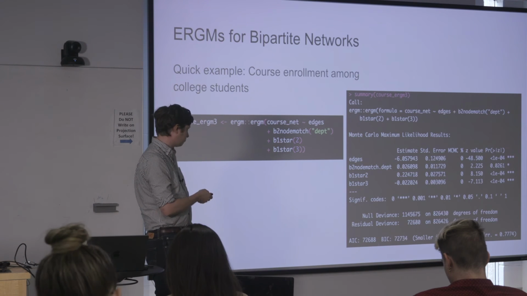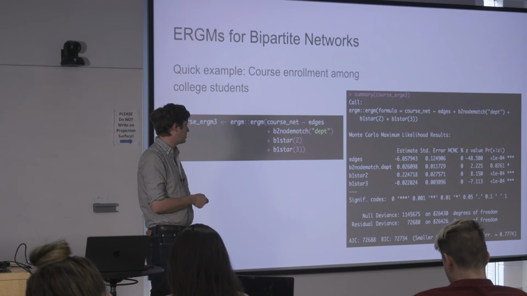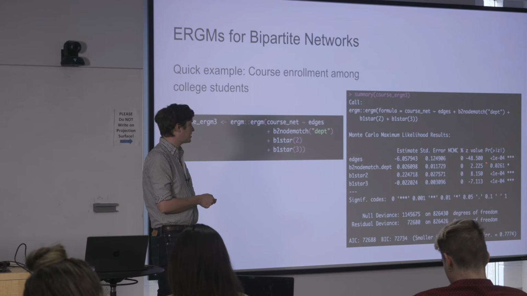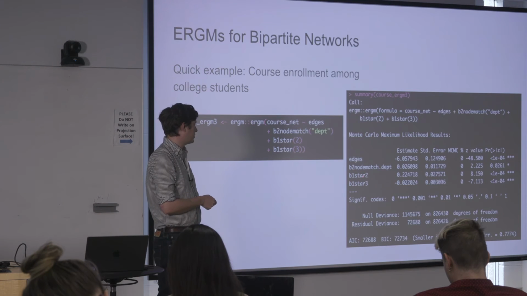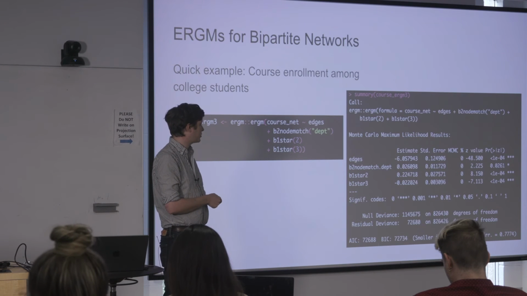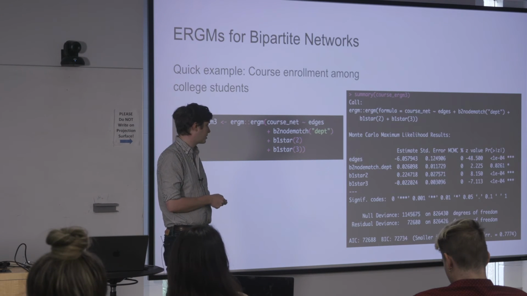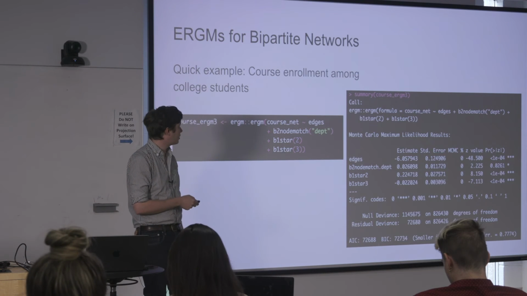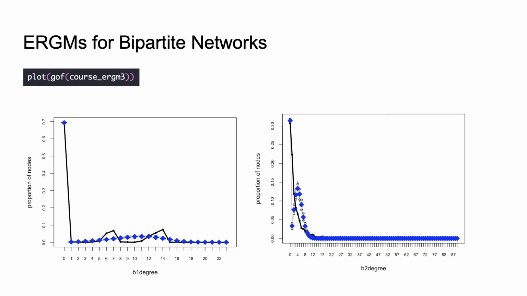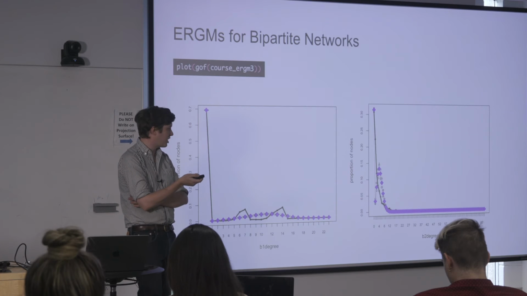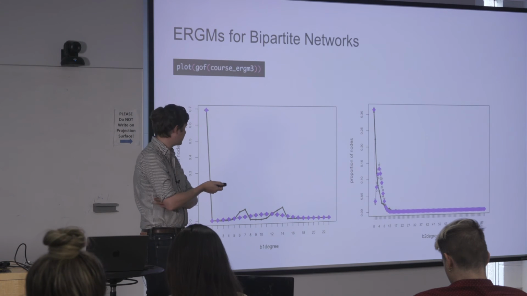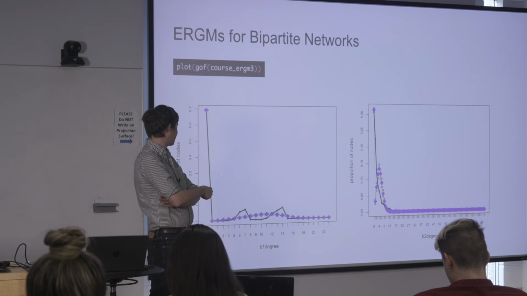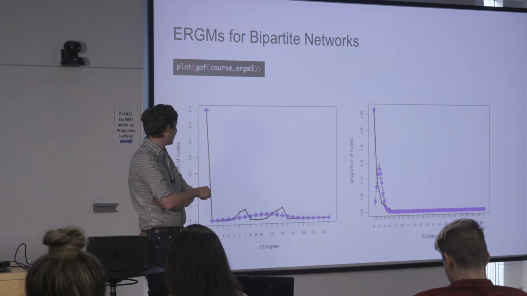And again, what we see here is that courses in the same department are more likely to share students. We see a greater number of 2 stars in this network than we would expect by chance, but we see fewer 3 stars. Again, as with ERGM ego and just ERGMs in general, you have the same sort of MCMC diagnostics and goodness of fit tests. As you can see, this model was not fit very well at all.